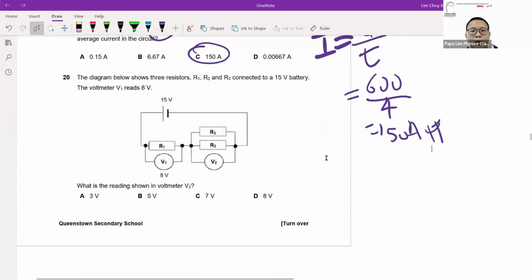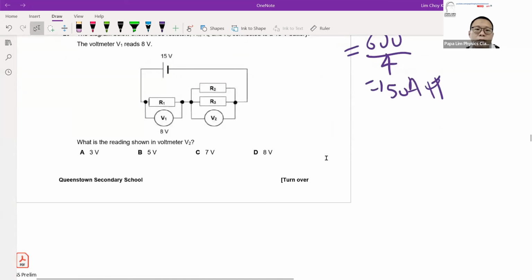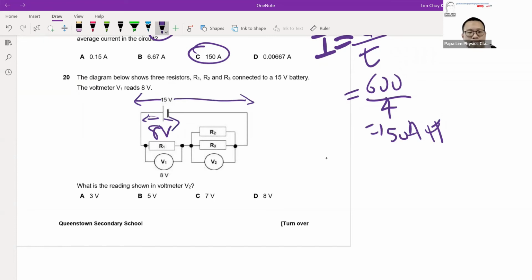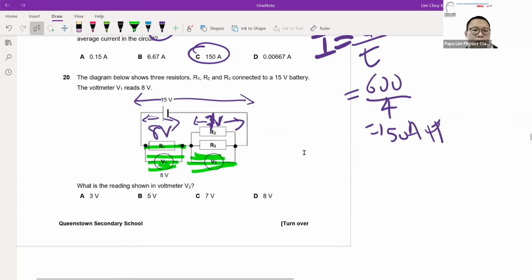Okay, then after that, same thing. The last one is whereby the resistors are connected in series, then in parallel. If voltmeter 1 reads 8 volts, and I know that the total is 15, I know one stretch is 8. So the remaining here will be 7 volts, sorry, 7 volts. Because the potential difference here, V1 plus V2, has to be the same answer as above.